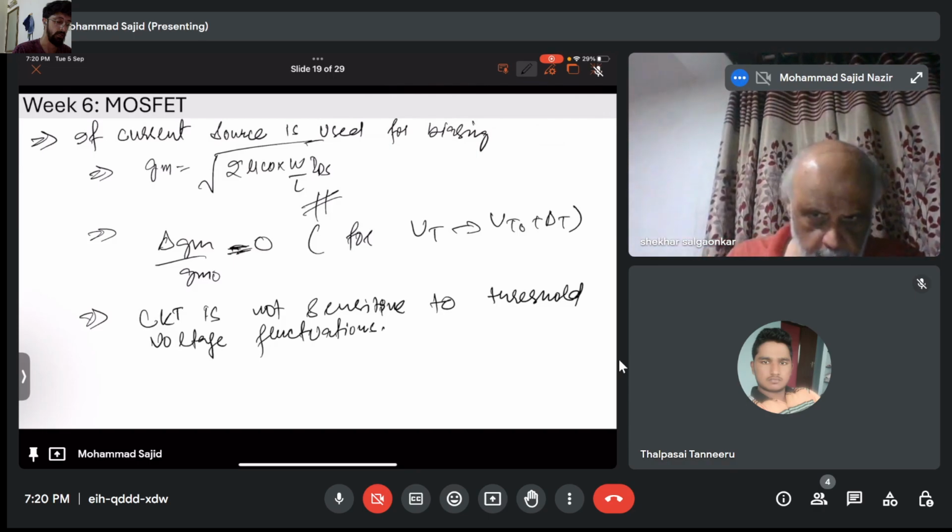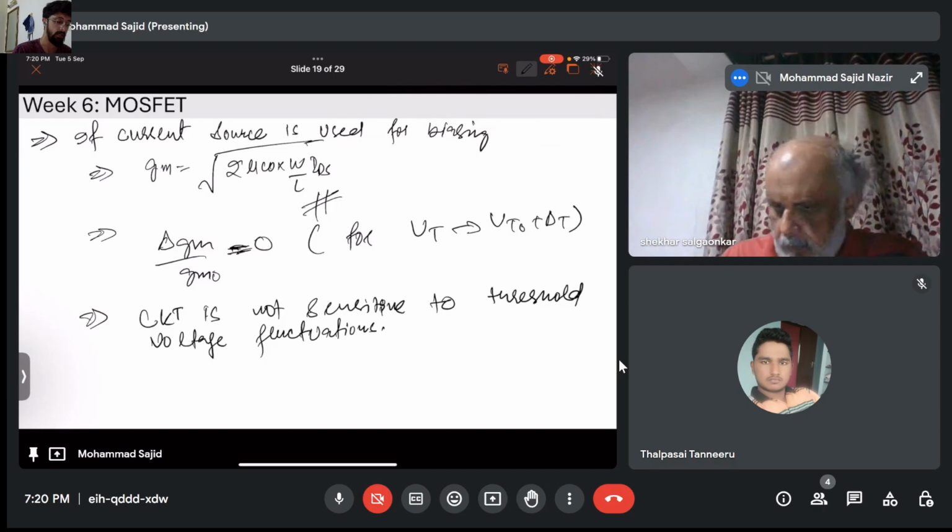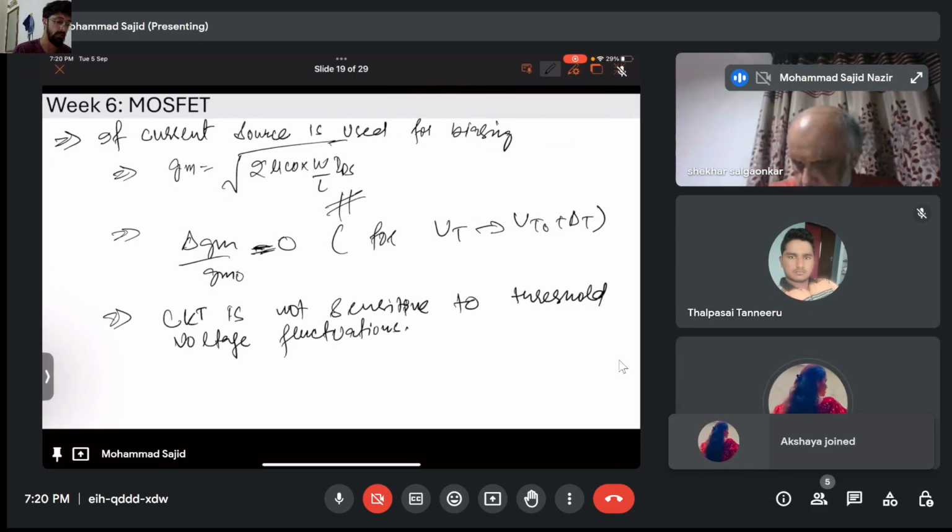For these cases where you don't want the threshold voltage fluctuation at all, current biasing is the preferred version. Okay, so if that is understood, can you tell me what will be delta gm by gm naught if there is a change in mobility?